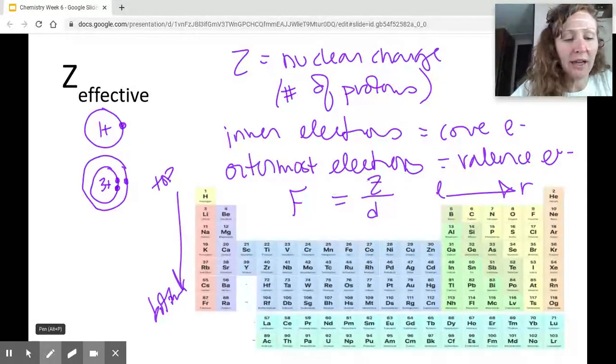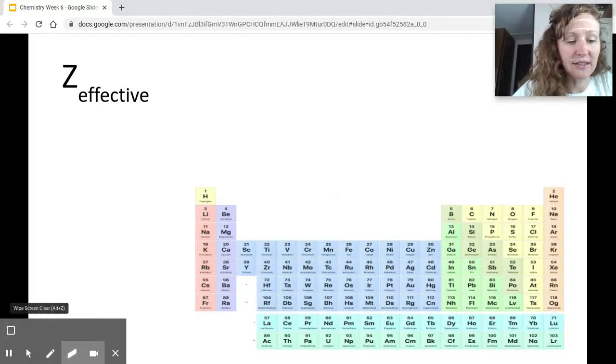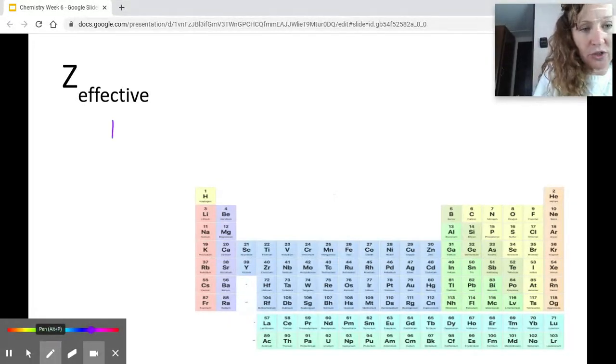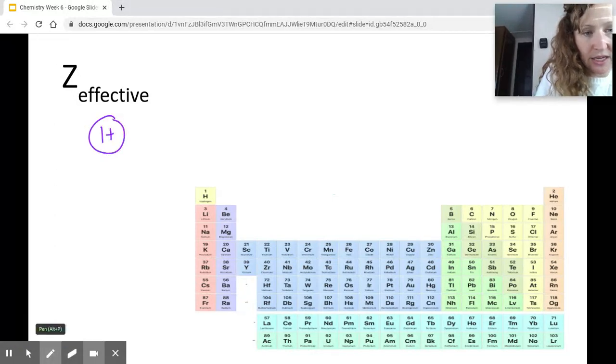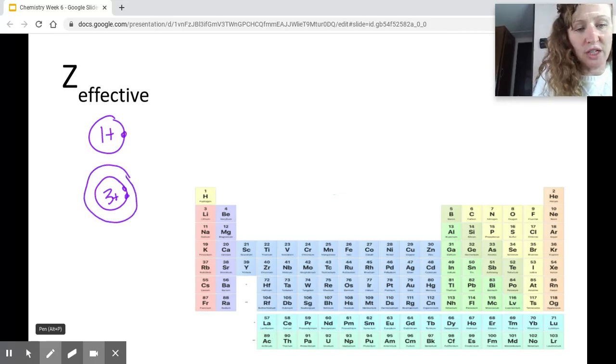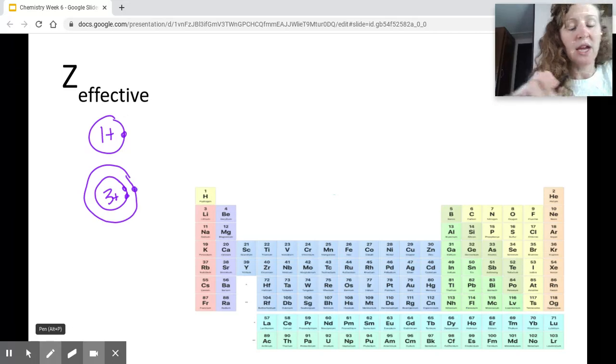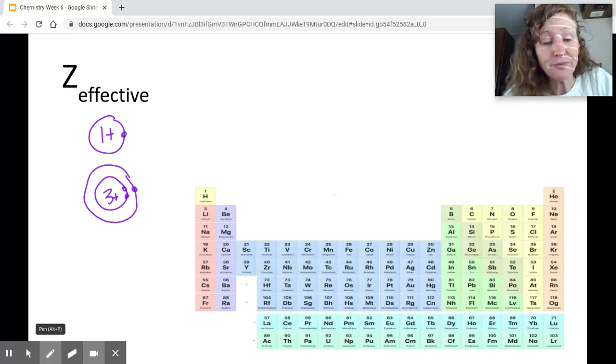So let's revisit this idea of hydrogen and lithium. I'm going to draw hydrogen again with its 1 plus nuclear charge. And it only has 1 electron. So 1 plus and a 1. And then lithium has a 3 plus charge, but it has 2 electron shells. The first shell, its core shell, is filled with 2, and then it has 1 on the outside here. So does lithium feel that effect of 3 protons or not?